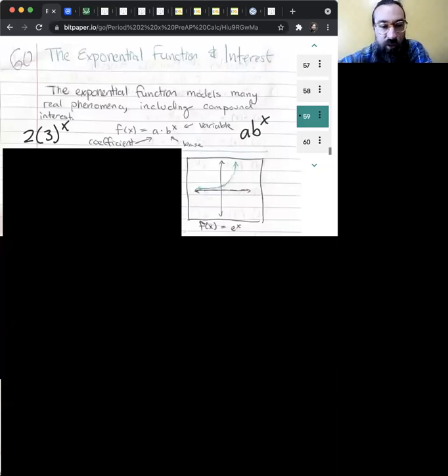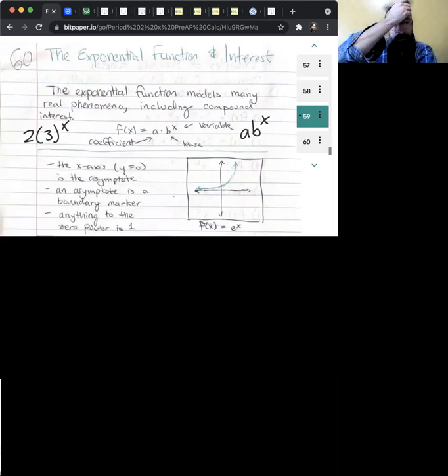So here, the green is what e to the x looks like, which is one of the possible parent functions. So get that copied. And then here are some basic facts. The x-axis, right here, is an asymptote. An asymptote is just a boundary marker. This function isn't going to go below that because that asymptote is marking that boundary. And then a reminder, anything to the 0 is 1. All right, we'll keep moving.